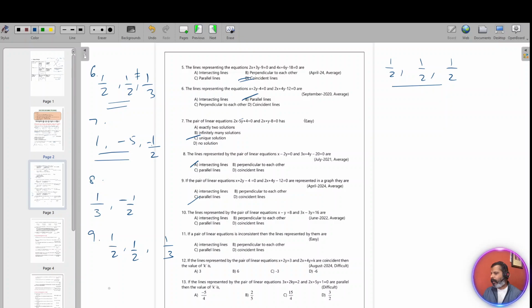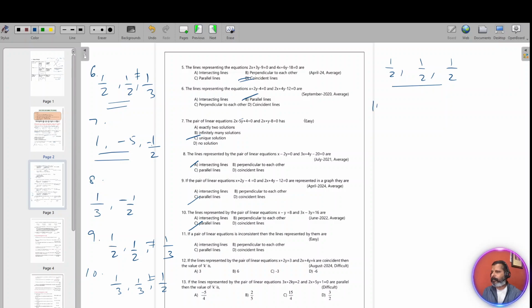Then the 10th one. Again, x by 3 means 1 by 3, minus 1 by minus 2, which is again 1 by 3. 8 by 16 is 1 by 2. Again, it is not equal, right? So, when not equal, it's parallel lines.